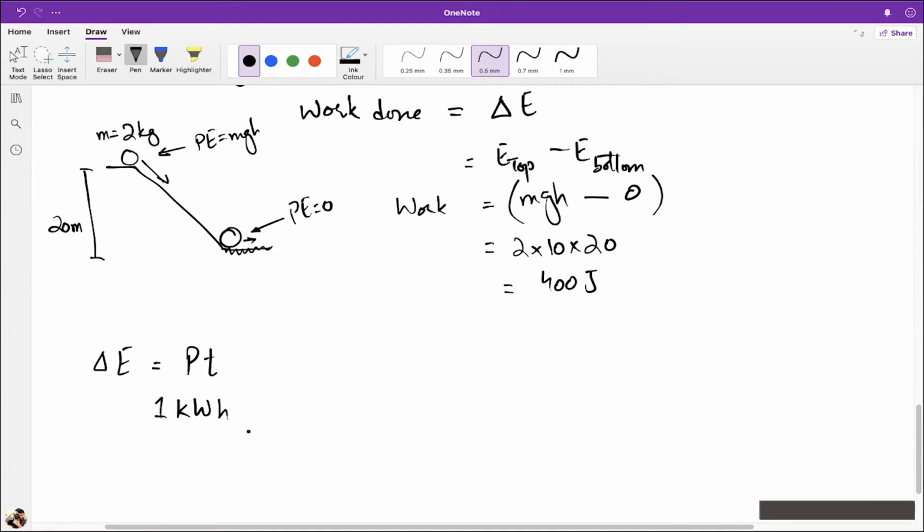What does it mean, 1 kilowatt hour? It simply means the energy used by something that has a power of 1 kilowatt, that it converts 1000 joules in 1 second, and you run that thing for 1 hour. What is that equal to? That is the energy that is equal to 1 unit.